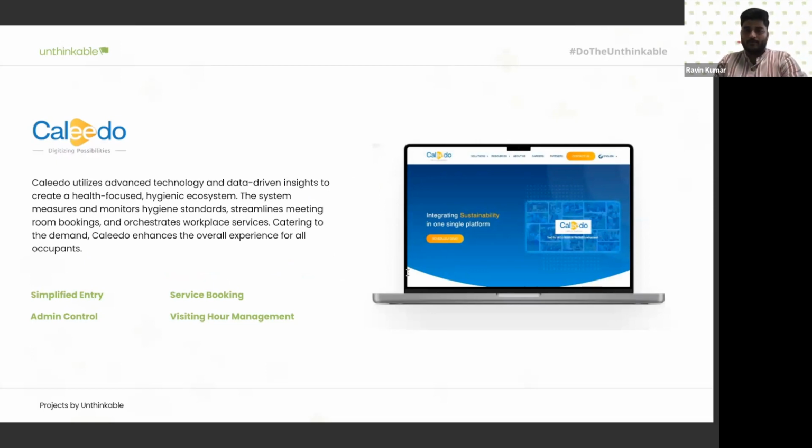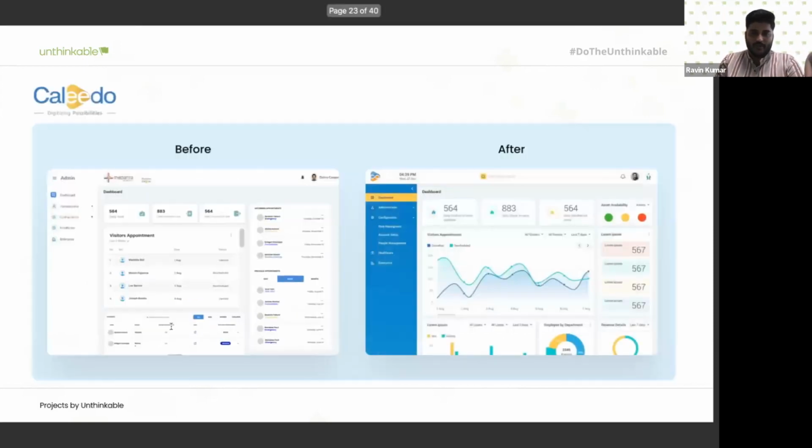So they have a digital visitor management system and hygiene, and they came to us in order to design them. A few additional things that we have implemented there are a simplified entry of any visitors that might be there on the gate, and the admin control and everything. So let's quickly see the before and after comparison of the screens.